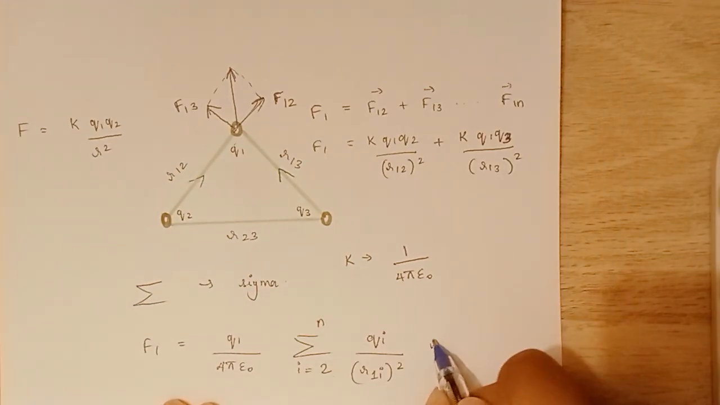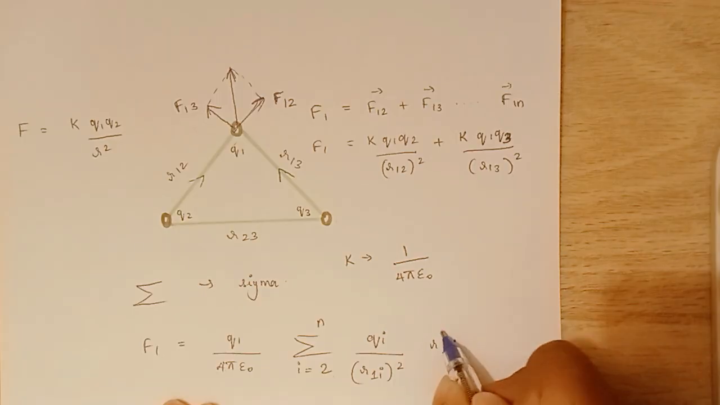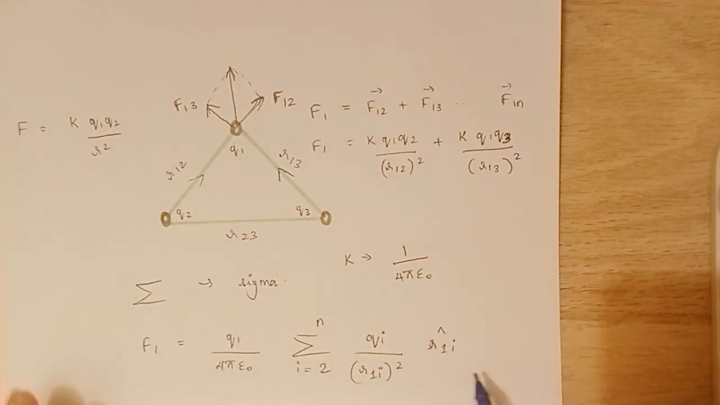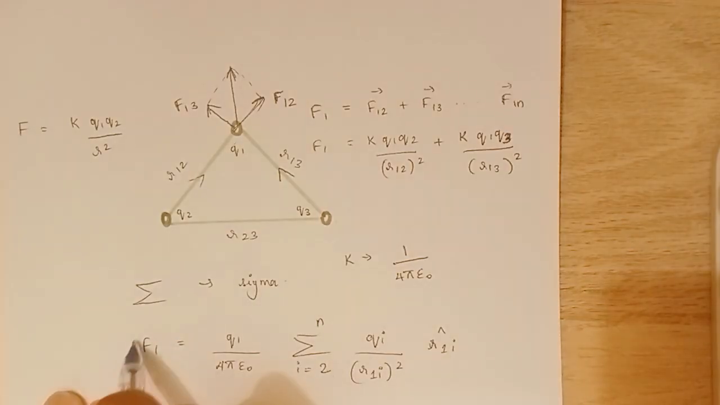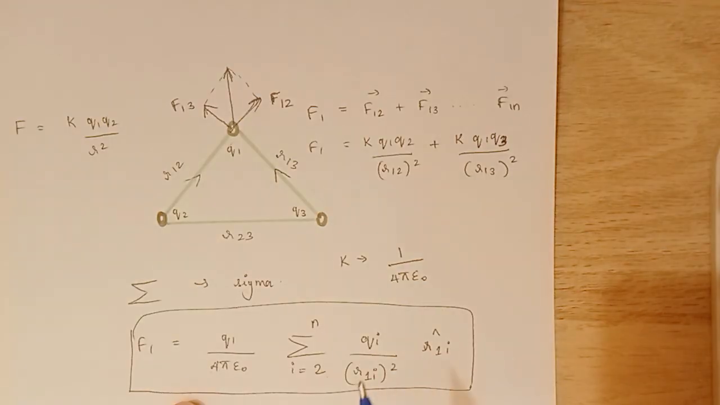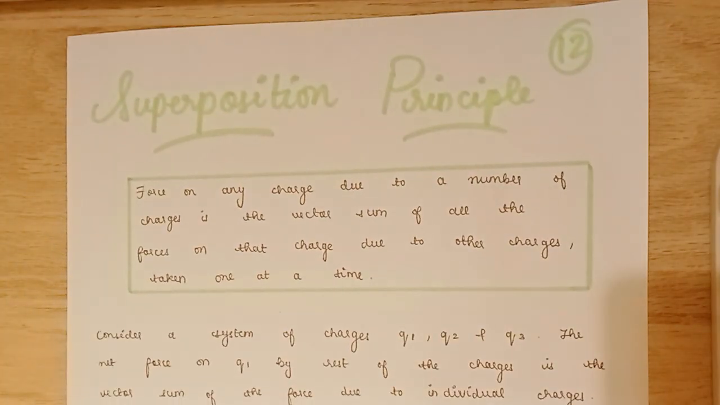And then over here r1i with a hat. So what is this? This is the direction, the unit vector. This is not necessary, but this is also important. So this is the final equation, or the general formula for superposition principle. And this is all about superposition principle.